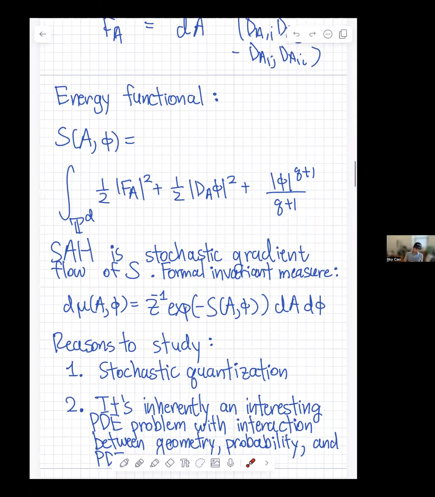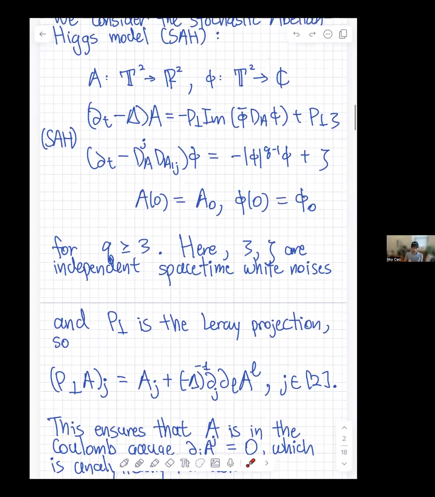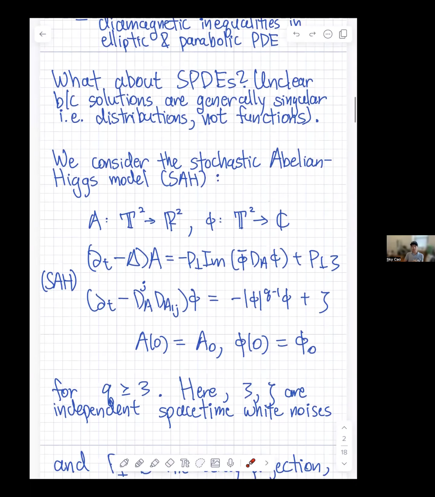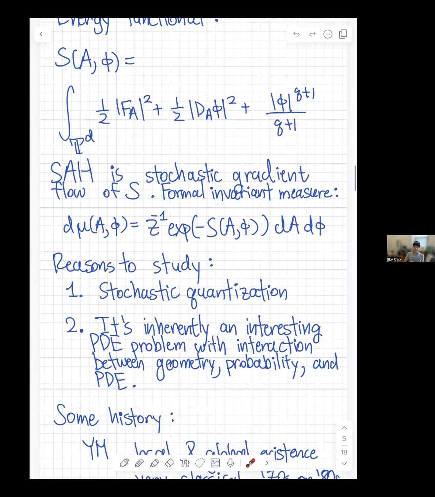So let me go back to the PDE now, which I wrote down here. And if we just ignore the stochastic forcings, if we take these out, it's a deterministic PDE. And it's actually the gradient flow of the energy functional that I just showed you. And then the stochastic gradient flow is just if you add in these space-time white noise stochastic forcings here and here, and you get the so-called stochastic gradient flow or stochastic gradient descent. And that's exactly stochastic Abelian-Higgs. And so that's how the energy functional enters. Basically, you take the gradient flow.